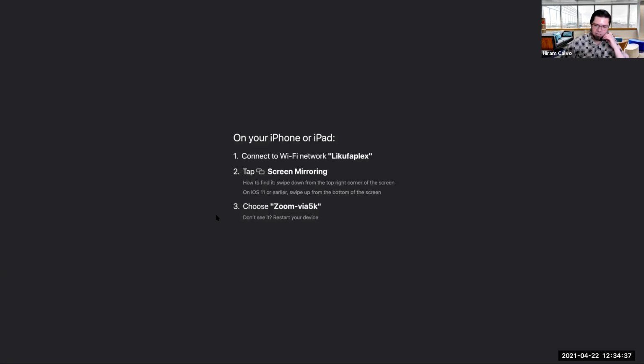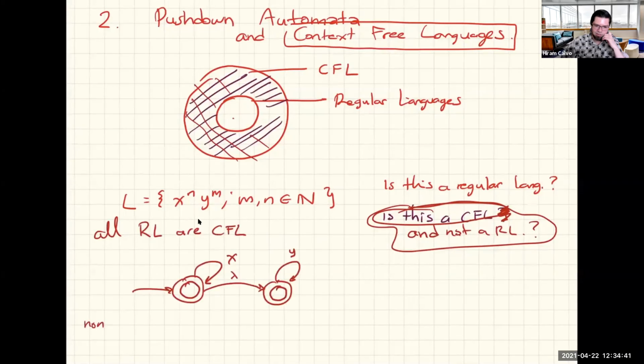So let's relaunch the whiteboard, which is not white, it's yellow, so it's the yellow board. Okay, so this is a non-deterministic automaton, an NFA, right? So now you can answer.